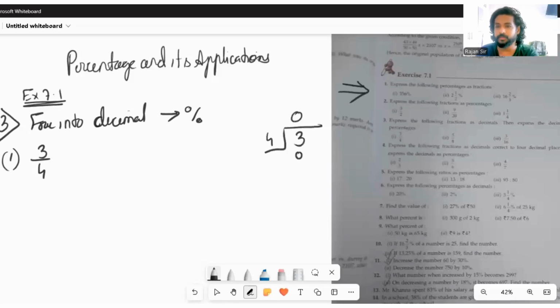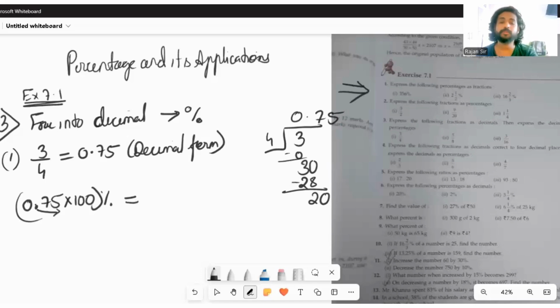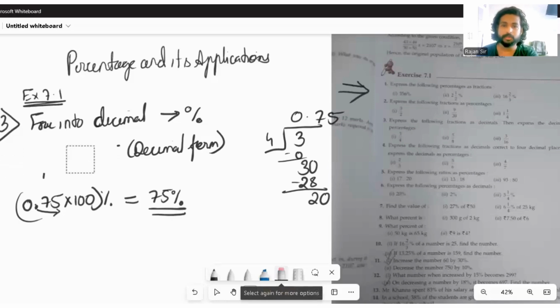We have, okay, 3 is not going. So we take a point, take a 0. 7 4s are 28, and then we have 2, then 5. So this is 0.75. Now from 0.75, you have to convert into percentage. So this is in decimal form. You can go 0.75 into 100, and then you write percentage. You have to shift the point 2 places to the right side, because there are 2 zeros here. So we have 75%. That's it. I hope you got that. Let's go to the next one. You can do the second one on your own.